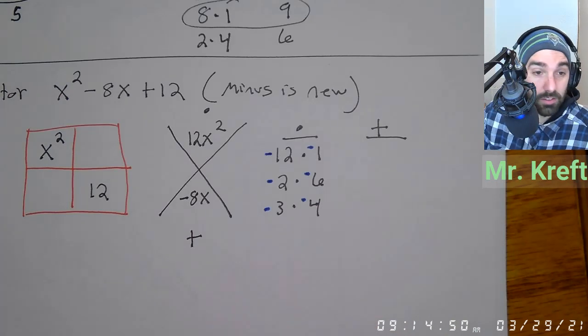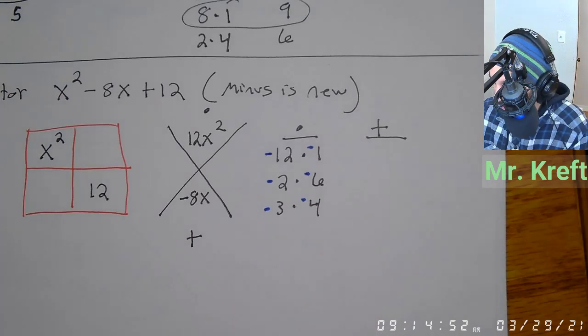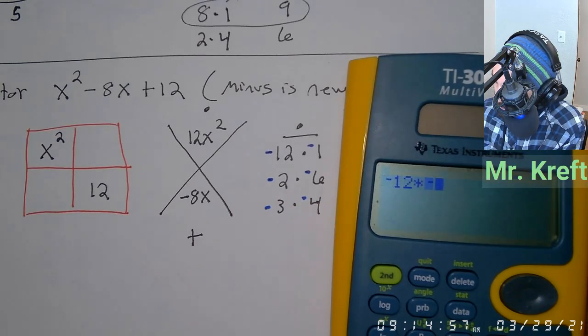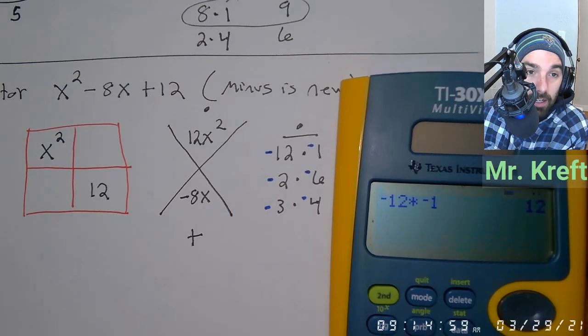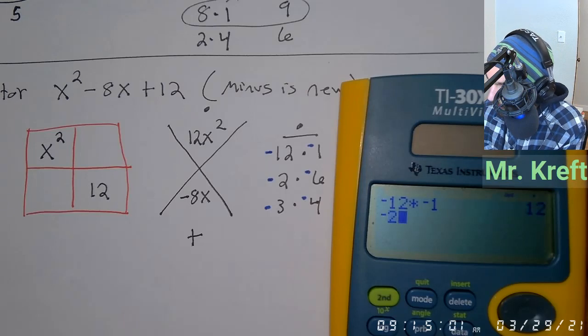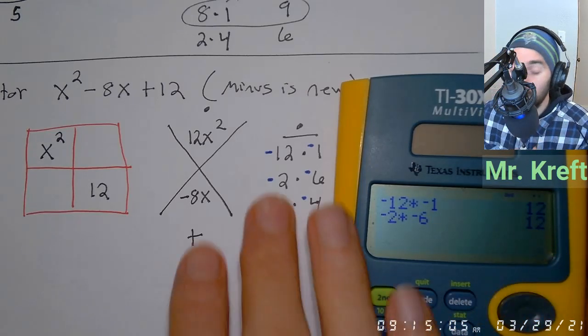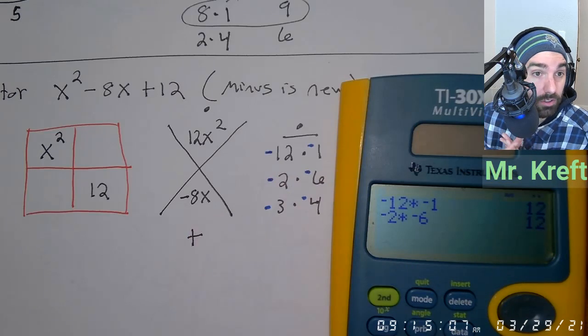Okay, because, and you can always double check this on a calculator, right? If I go negative 12 times negative 1, I get positive 12. Just like negative 2 times negative 6, I get positive 12. So having them all be negative means I still can multiply to a positive number.